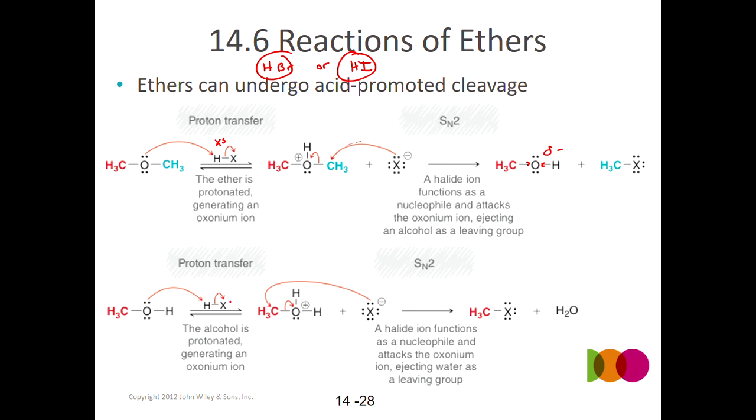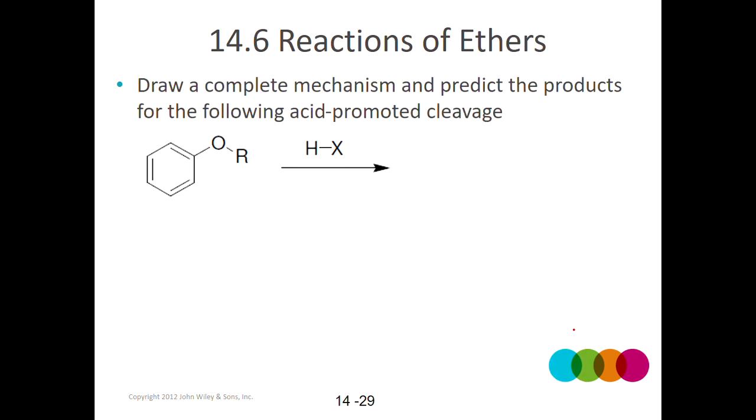And the Br minus or I minus that's produced can come in there as a nucleophile and push out water. So I would get the one R group that was initially connected to the oxygen as an alkyl halide, and the other R group that was initially connected to the oxygen as an alkyl halide, and then the oxygen ends up existing in the form of a water molecule. So this is acid-promoted ether cleavage, or breaking apart the ether using acid. It's not acid catalyzed, it's acid promoted.